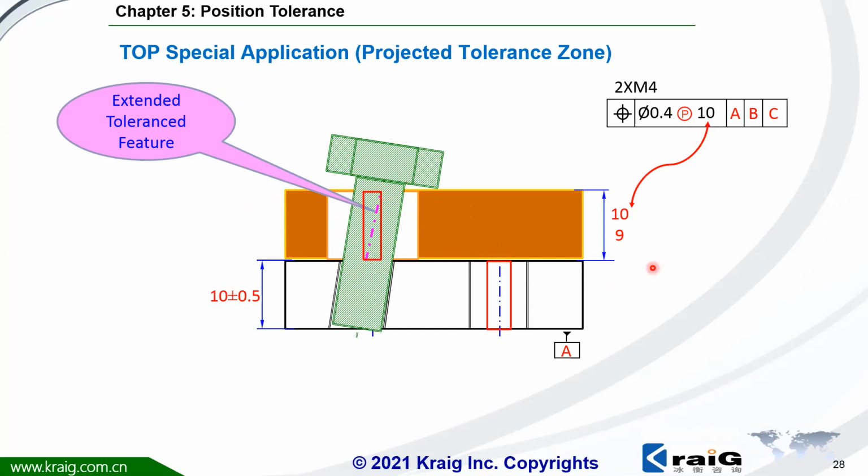But the next question is, how could we measure this? In order to measure the projected tolerance zone, there are two ways. Either you could use a CMM, for example, to simulate the extended portion. This P circled modifier is an option. You can select this option when you calculate this position in the CMM. Or you can make a tracking pin. You mount the tracking pin inside with the extension of 10, then you measure the position tolerance of this extended portion.